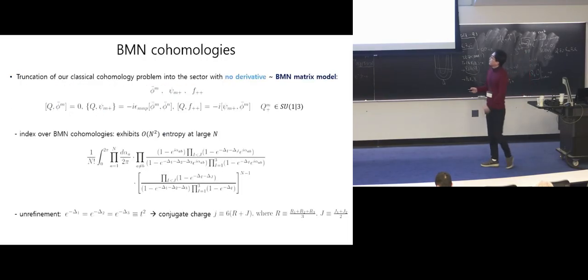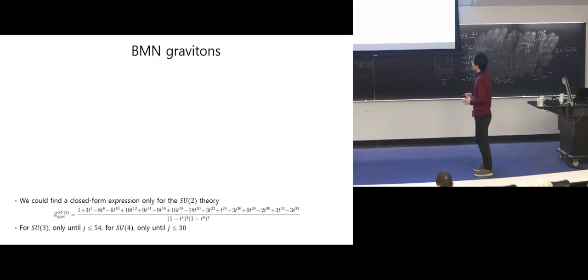So we want to study the index in the BMN subsector, and firstly we should count the number of independent gravitons in this BMN subsector. I will skip how we did this. But anyway, for SU2 theory, you can count the number of independent gravitons in the BMN subsector, and this is the result for the graviton index.